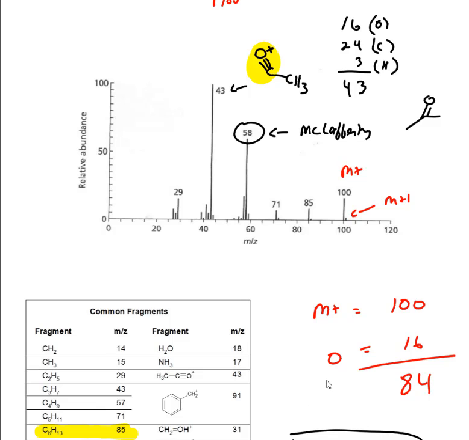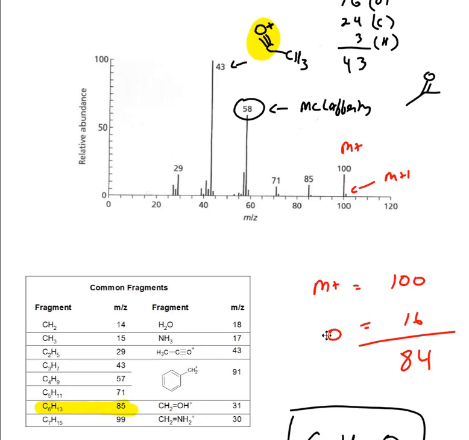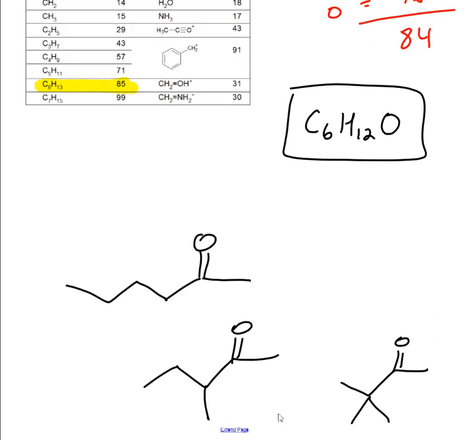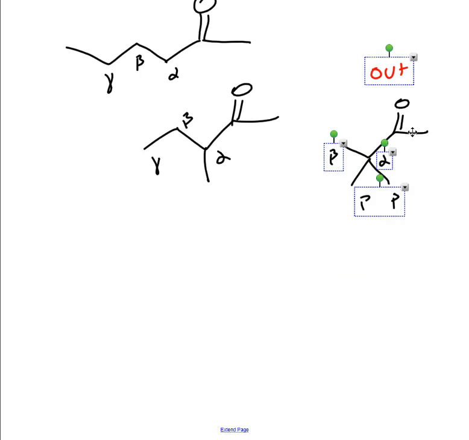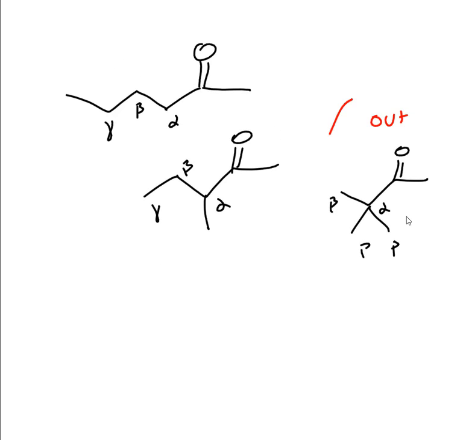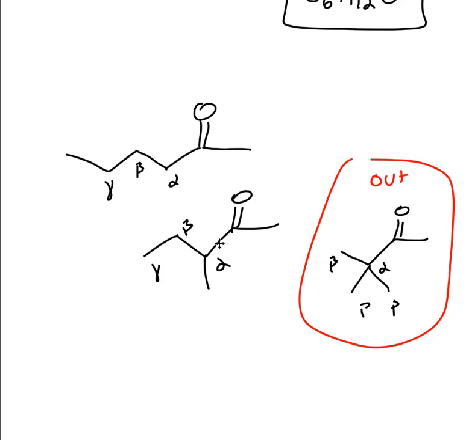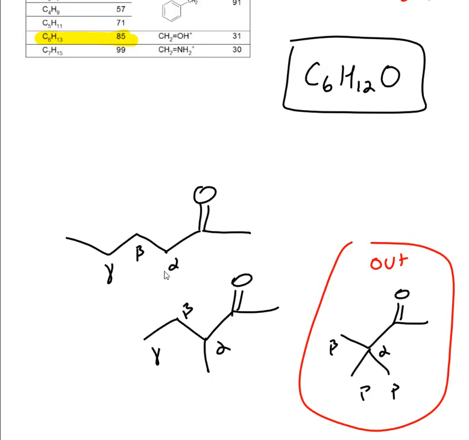And in order to do the McLafferty, you have to have a gamma H, right? So look at these. This is alpha, beta, gamma. It has an H. This is alpha, beta, gamma has an H. So this is out. This is out because this one does not have the gamma H that we're looking for. So now we're down to just 2 of them, right? We know that this one's out. I'll just put it in the box. So now we're down to these 2. Okay? So you see how I figured that out?